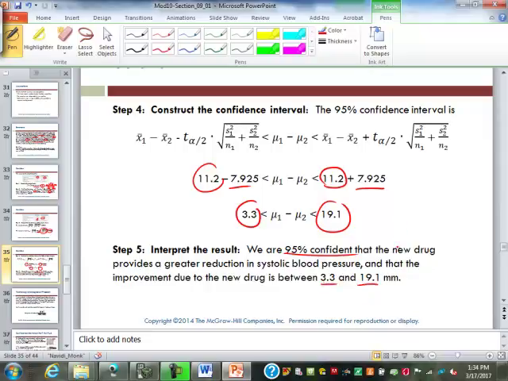Now there's a relationship between this and our hypothesis testing. Since the interval here for the difference does not contain 0, that would say there is a difference. Because if the results were close enough that there was not enough evidence to say there was a difference, 0 would be in this interval. Since 0 is not in this interval, we would reject that null hypothesis.